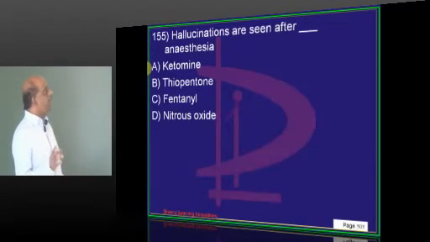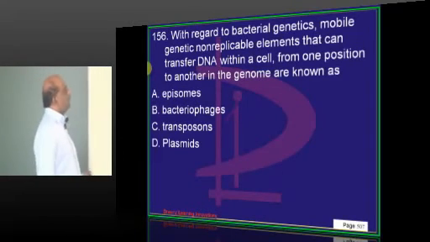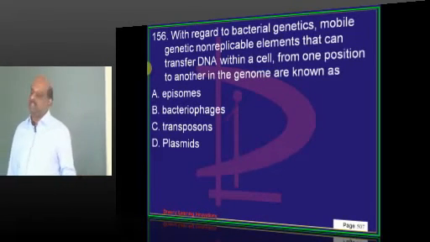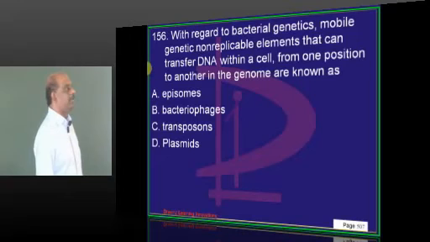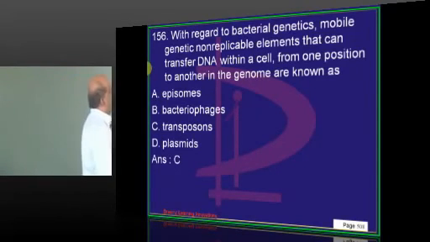Then hallucinations: ketamine. Beautiful. Transposons. Transposons are the jumping genes for which McClintock was rewarded.